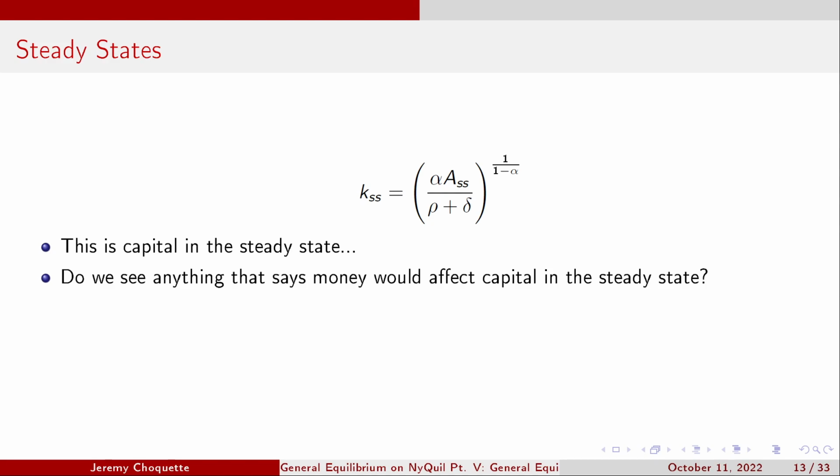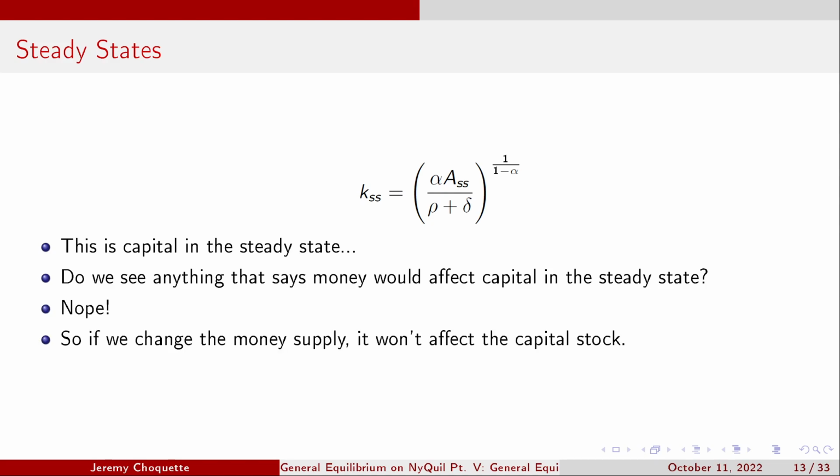But here's what's cool. Even though we've got money in this model, it looks just like what we had in the last model. Do you see anything that says money would affect capital in the steady state? I don't. I don't at all. So what that tells me is if we do change the money supply, it's not going to be affecting the capital stock. Maybe it'll affect steady state output, though. You never know.